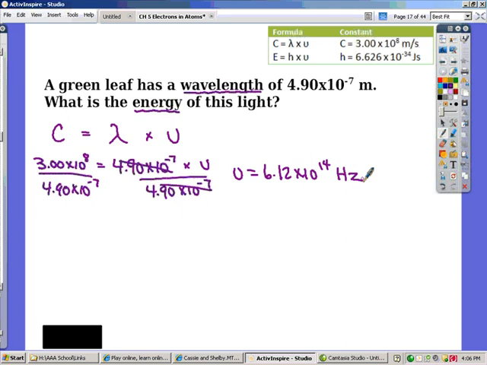Am I done? Nope. See, I'm only right here in my roadmap. I had wavelength. I change it to frequency. Now I'm going to take that frequency and change it to energy. So, equation number 2. Now this time I have the frequency and I have Planck's constant, so I should just be able to solve for my energy.